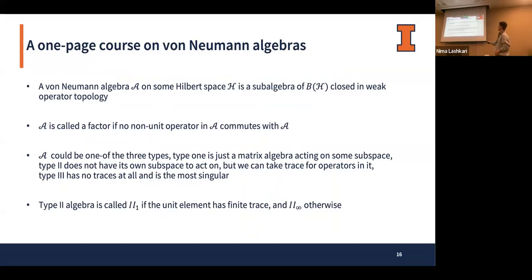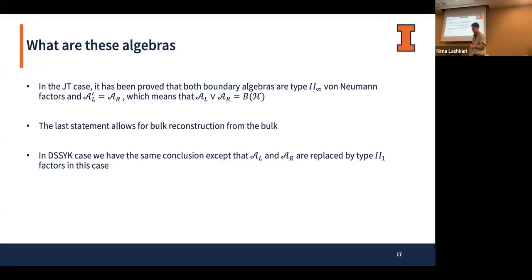A von Neumann algebra is just a sub-algebra of B(H) closed in the weak operator topology, and A is called a factor if there is no non-trivial operator in A which commutes with everything in A. A factor could be classified into one of three types, and today we are going to talk about the type II ones. The type II factor does not have its own subspace to act on, but nevertheless we can define traces on it. If the trace of the unit element is finite, we have type II_1, and if it's infinite, we have type II_infinity. So we will focus on the type II_1 case here.